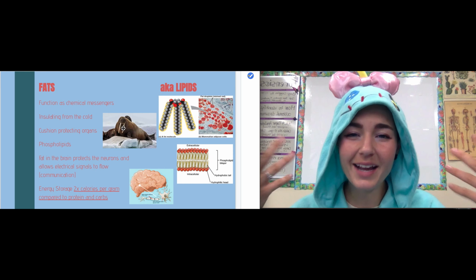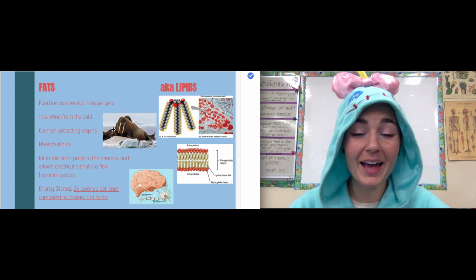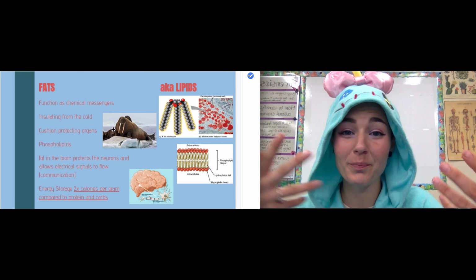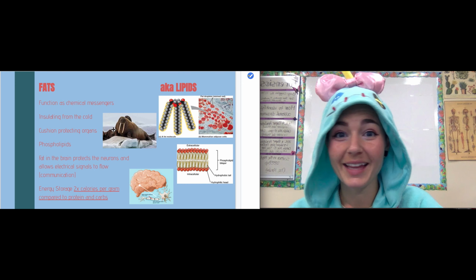They are able to protect organs, so you have a little bit of fat over all of your organs, and that's to help protect it. If you were to get kicked or hurt really bad, or something were to happen, that fat is protection.